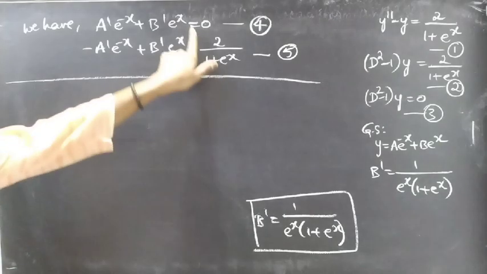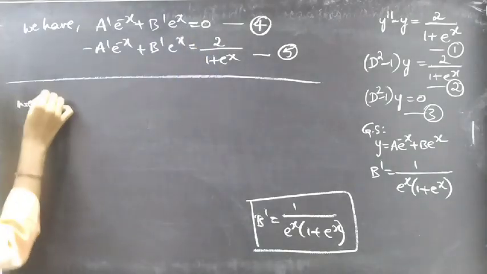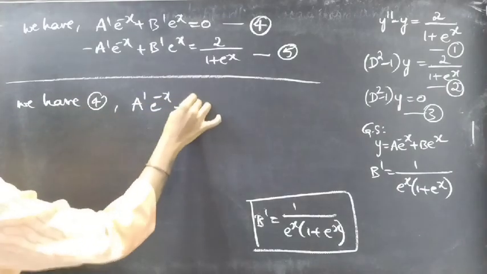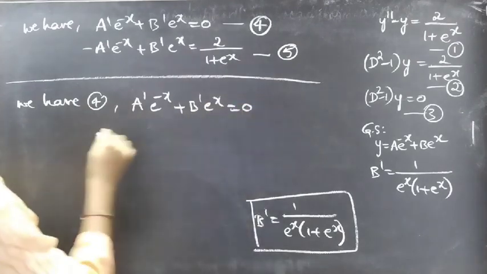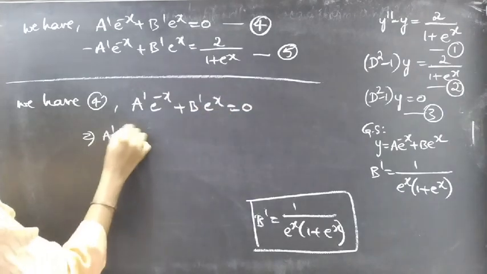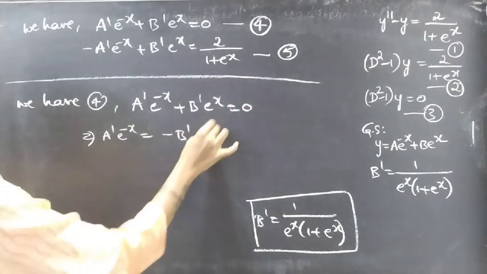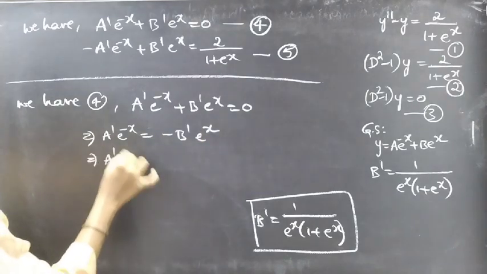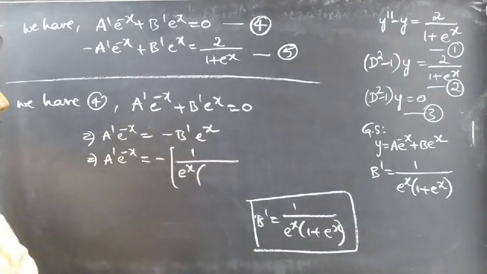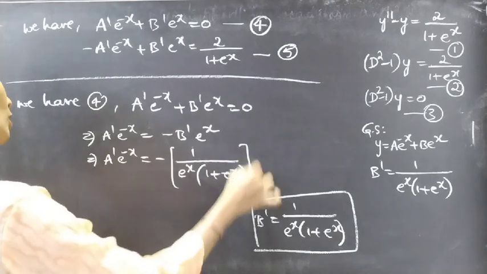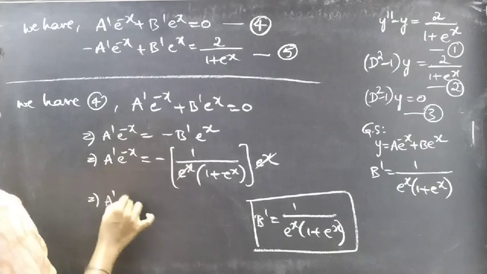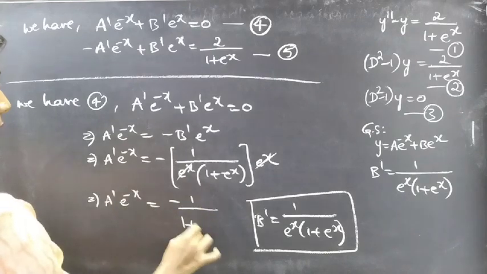Now substitute b' in equation 4. We have equation 4: a' e^(-x) + b' e^x = 0, right? We can take the second term to the RHS, then we'll get a' e^(-x) = -b' e^x. Then a' e^(-x) = -(1/(e^x (1+e^x))) times e^x, right? So here e^x gets cancelled and this equals -1/(1+e^x).